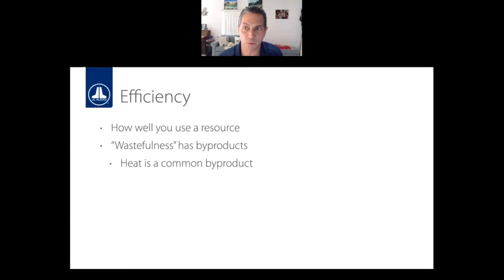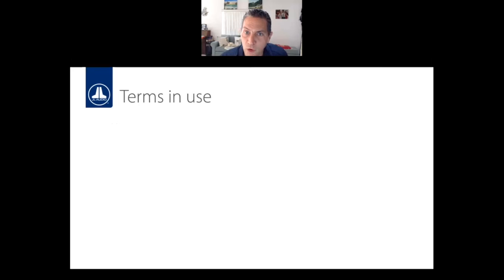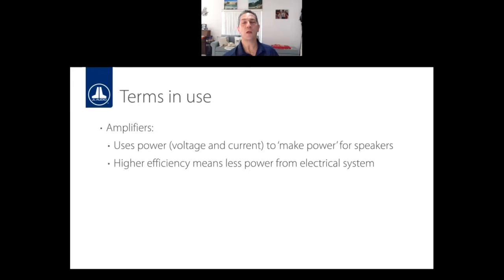So let's start putting these terms to use. Let's start off with amplifiers. An amplifier is going to use voltage and current or power to make "power," and that's in quotes for a reason. It's not really making power. It's converting electrical energy into audio energy for the speakers to use. And the way it does that has to do with its efficiency. It's going to draw a certain amount of voltage and current to deliver a certain amount of voltage and current. And if you knew that relationship, you could actually calculate out the efficiency of the amplifier.